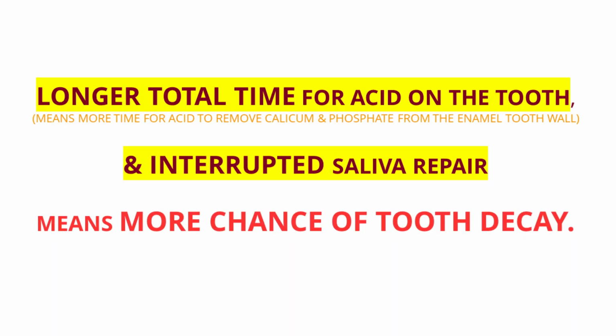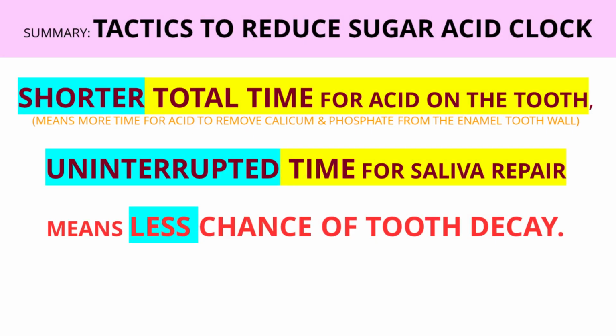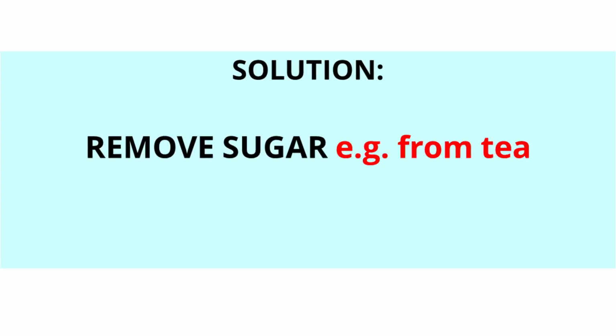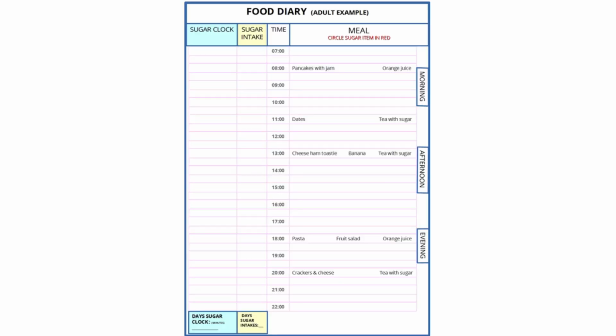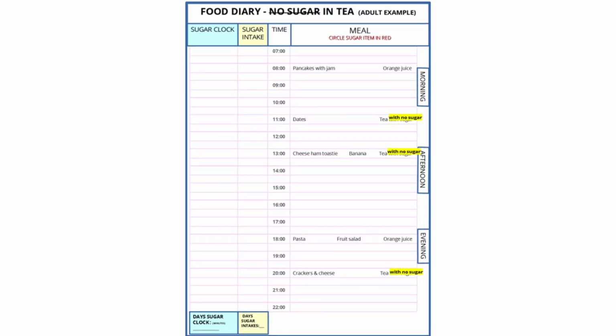So the longer total time for acid on the tooth and interrupted saliva repair means more chance of tooth decay. And the opposite, the shorter total time for acid on the tooth and uninterrupted time for saliva repair means less chance of tooth decay. One tactic is to remove sugar completely, for example from tea. So you have tea with no sugar.